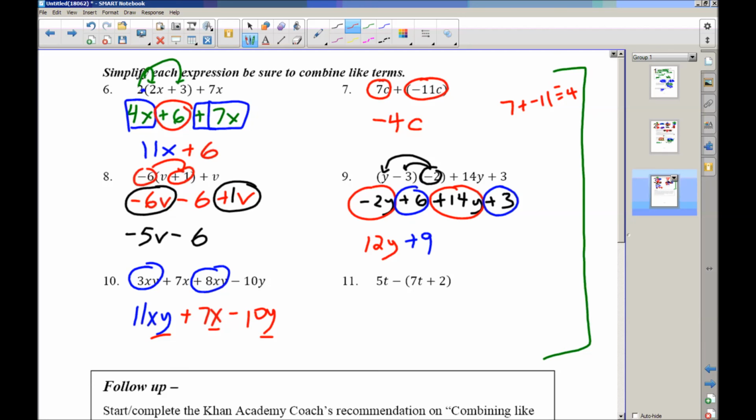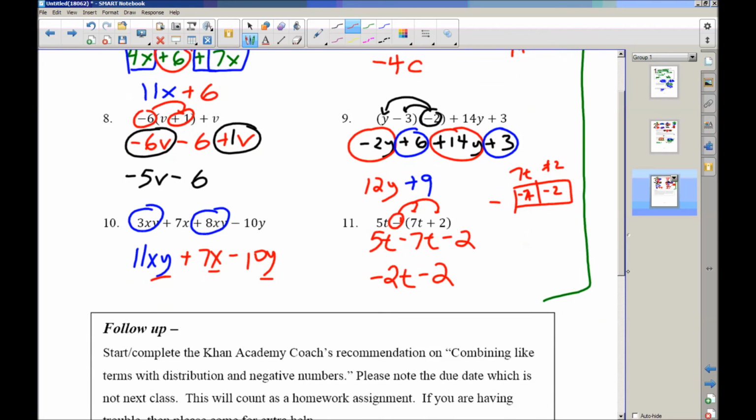Okay. All right, our last one, we'll distribute this subtract, or this negative 1, to both parts. So here it would look like this in the area model, 7t and positive 2. So a negative times 7t will make negative 7t, and a negative times positive 2 would make negative 2. So this will become 5t minus 7t minus 2. Okay, then we could put our t's together. 5 minus 7 is negative 2t, and we bring down the minus 2.